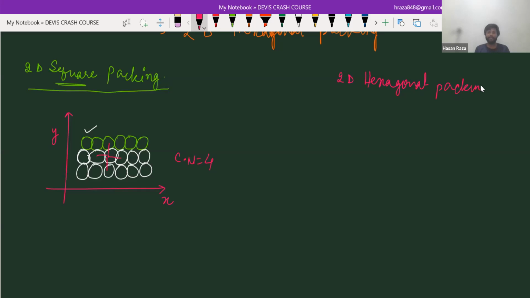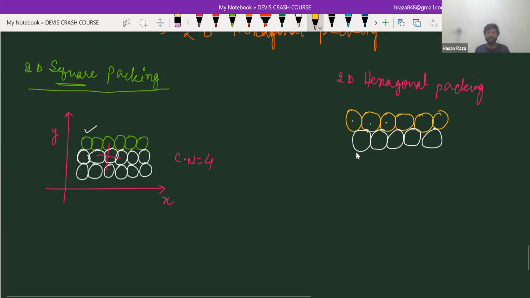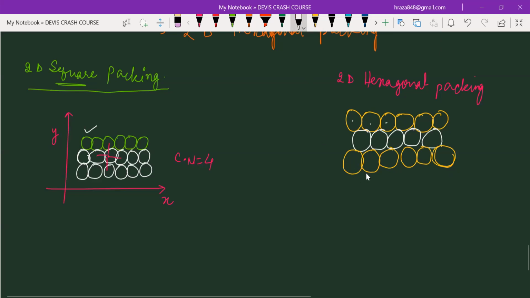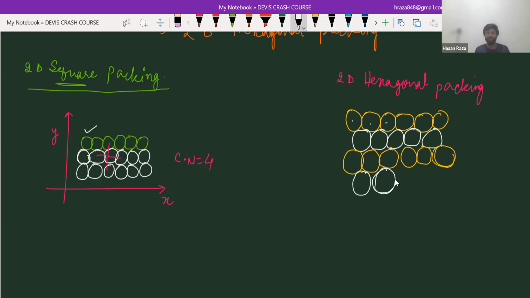be two types of layer. And in the first layer, you can see this is the first layer I'm going to make. 3, 4, 5, and then 6. The first layer is like this, and the second layer is in between these two, in between these two, in between these two, and in between these two. And the third layer again as the first layer. And the fourth layer again as the second layer, in between these two, like this.